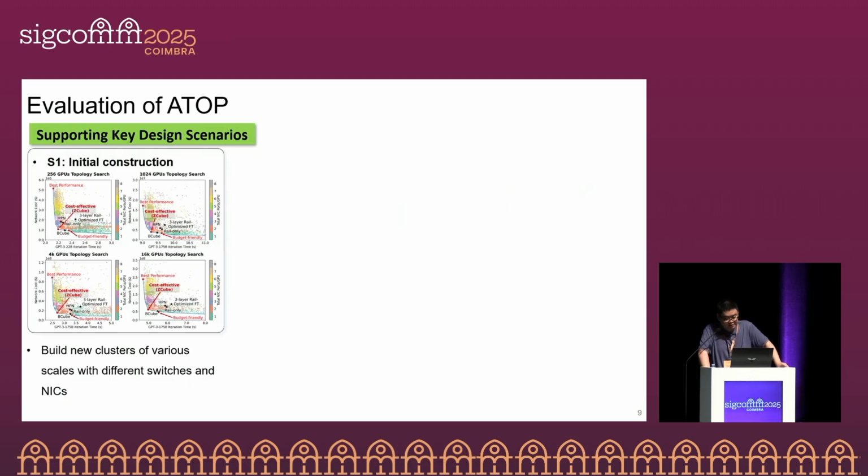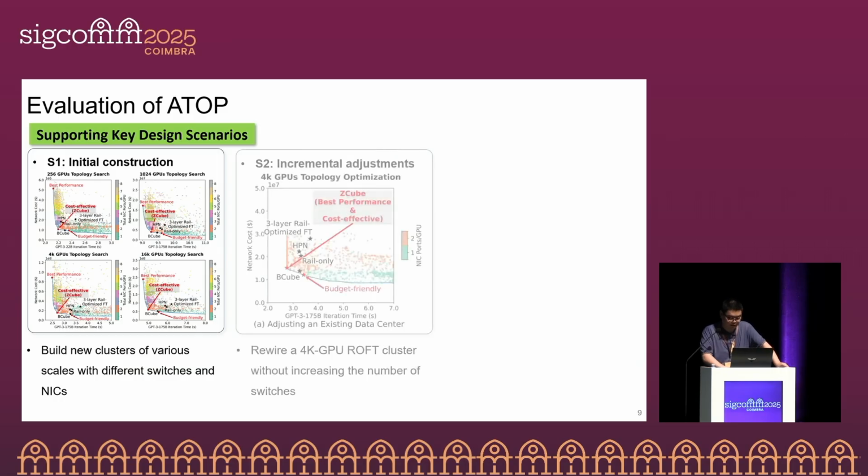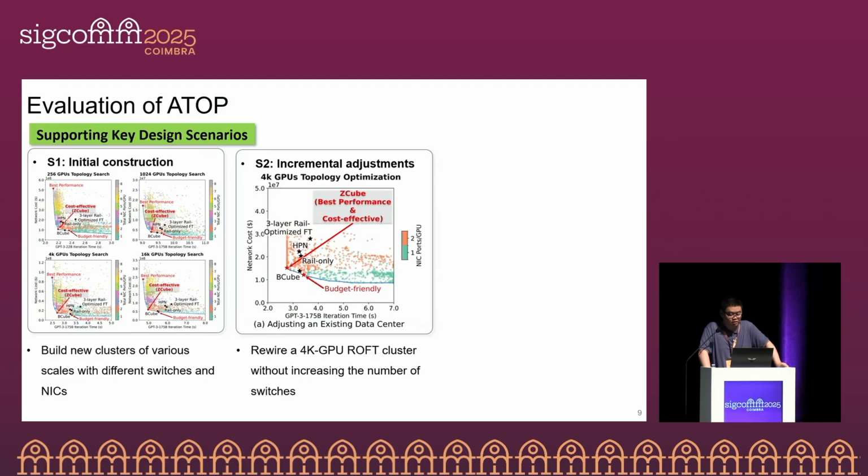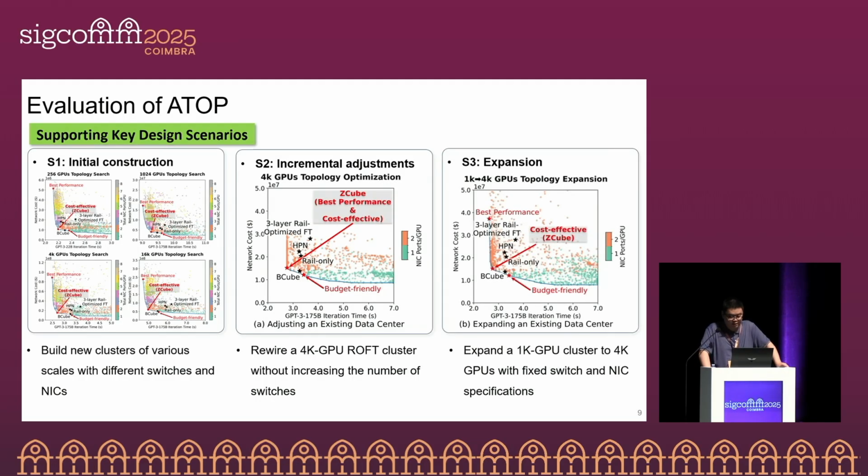And we also evaluate that ATOP can support different design scenarios. The first scenario is building a new cluster with different specifications of switches and NICs. The second scenario is rewiring a 4,000 GPU rail-optimized fat-tree cluster, optimizing the topology without adding more switches. And the third scenario is scaling up a 1,000 GPU cluster into 4,000 GPUs with fixed switch and NIC specifications.